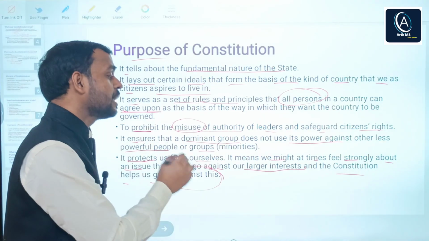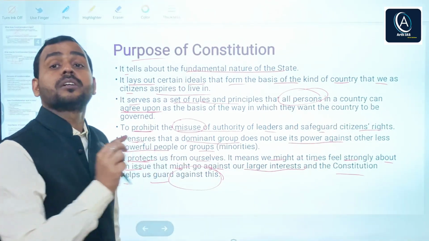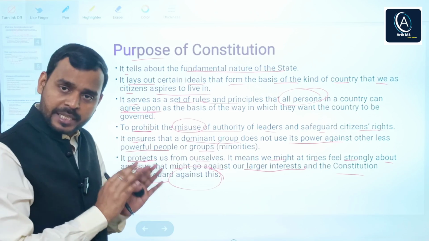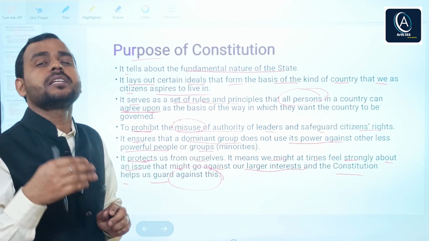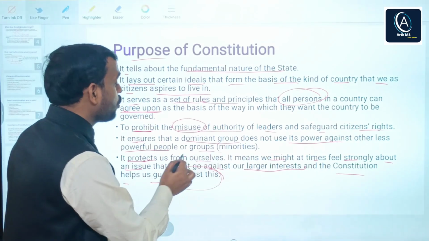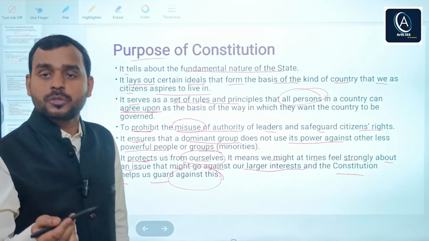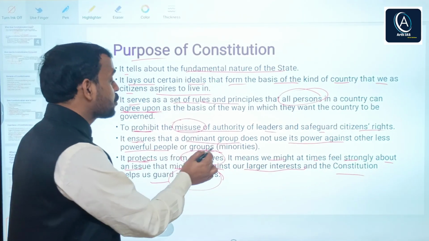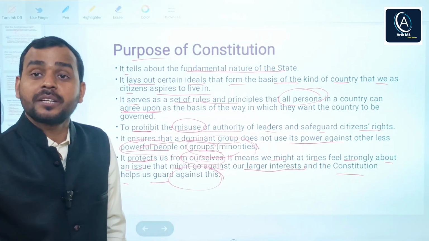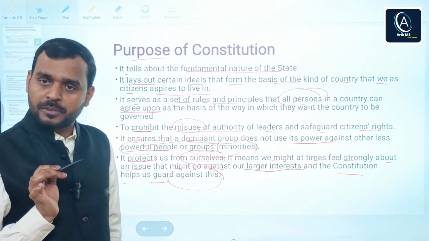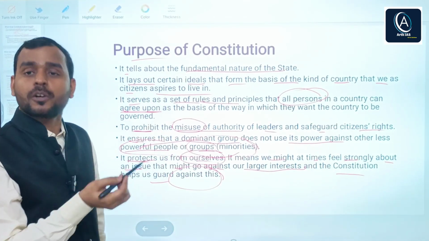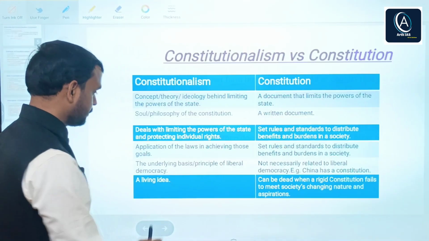So simply you should know that the constitution checks the arbitrary action of either legislature or executive, and in some cases even the judiciary. It restricts the overuse or misuse of power. It also protects the minority groups from the atrocities of majority groups. So all these are the basic purposes of a constitution.